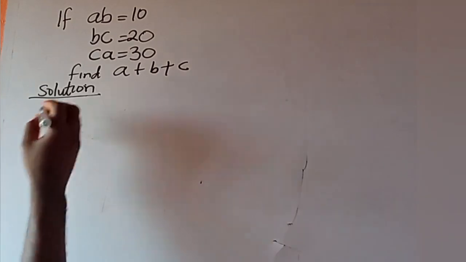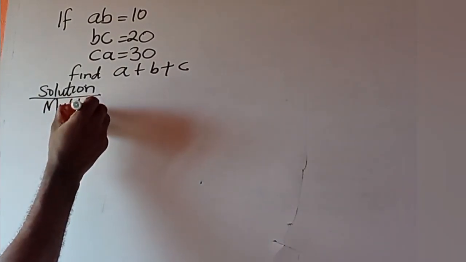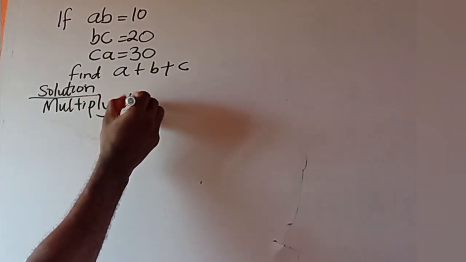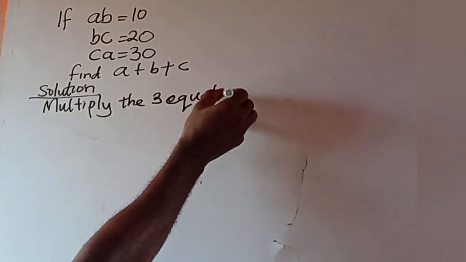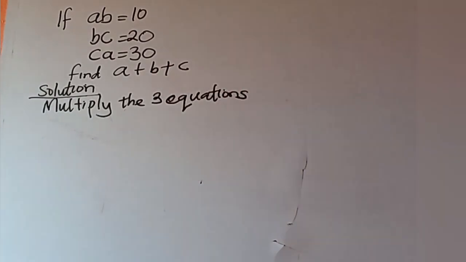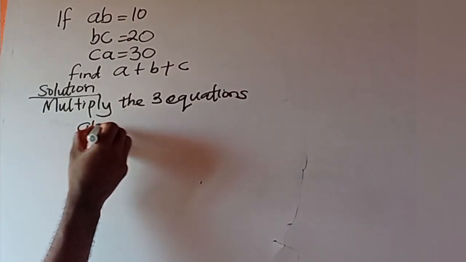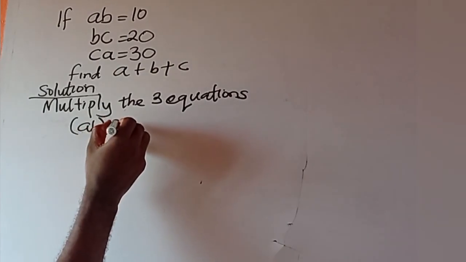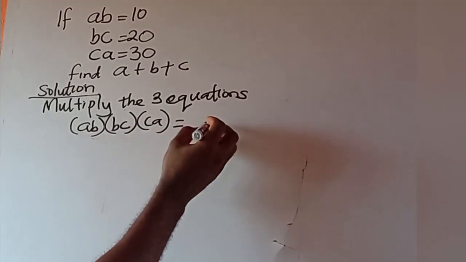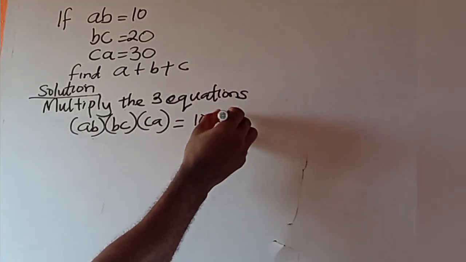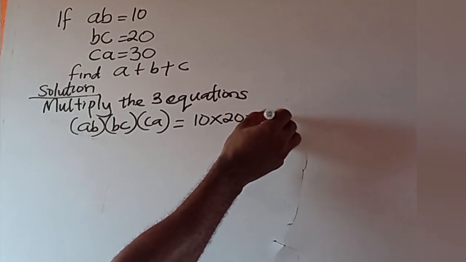This is the question we want to try. Now, if AB equals 10, BC is 20, CA is 30, find A plus B plus C. Multiply the three equations together. That will be AB, you bracket it, BC, you bracket it, and also CA, you bracket it. And it's going to be 10 times 20 times 30.